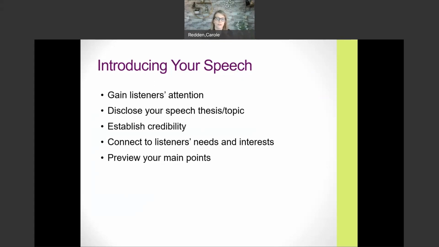One of the sayings with speeches is, tell them what you're going to tell them, then tell them what you already told them. And what that means is we should hear a reference to your main points in the introduction. You should tell us what those same main points are in the body, one by one. And then in the conclusion, you're going to revisit those main points by listing them again so that we hear them 3 times, which means we have a better chance of retaining them.